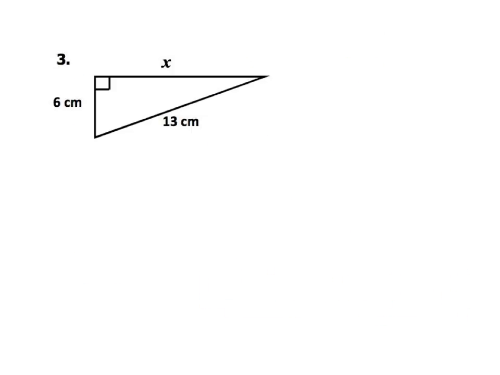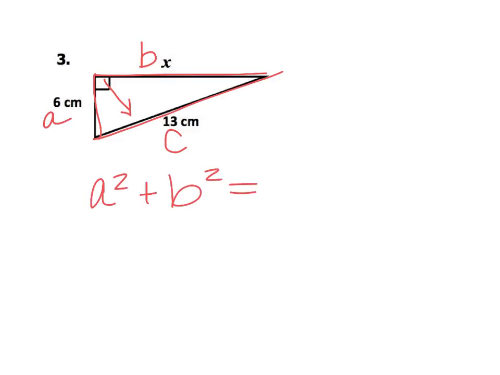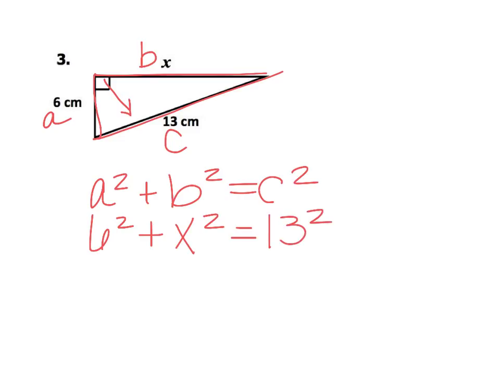All right, number 3. So we want to first be able to identify what are our two legs and what's our hypotenuse. So these are our two legs, so this is our A and our B. And our hypotenuse is the side opposite the right angle, so 13 is our C. So we want to use our formula A squared plus B squared equals C squared, where A and B are our legs. So we know that 6 squared plus X squared, because we don't know that second leg, is going to equal our hypotenuse squared, or 13 squared.